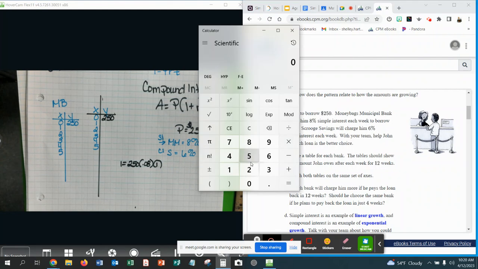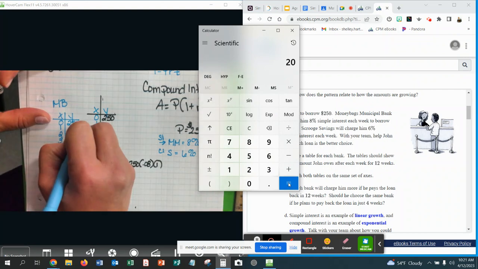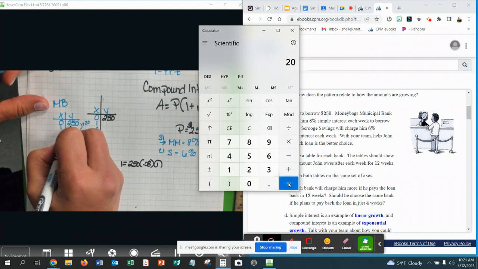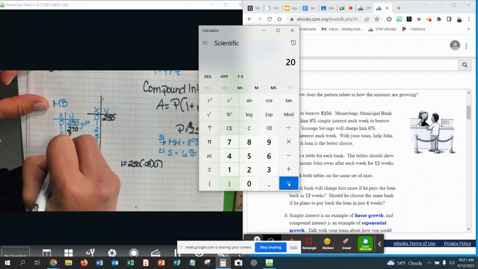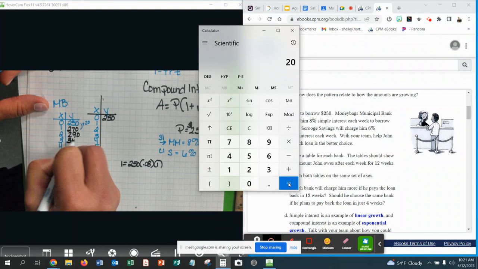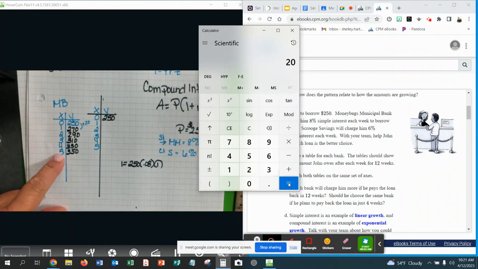So I'm going to get into my handy dandy calculator. I'm going to go 250 times 0.08 times 1 equals $20, plus $20. So this goes to 270, 290, 310, okay, 310, 330, and then 350. So by week 5, you will owe $350 on a $250 loan. Great. Does everybody understand that?